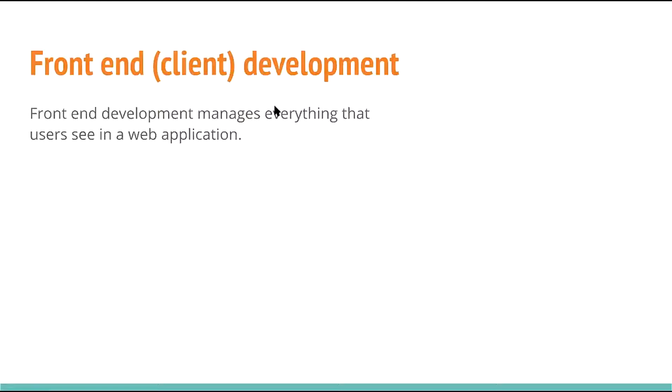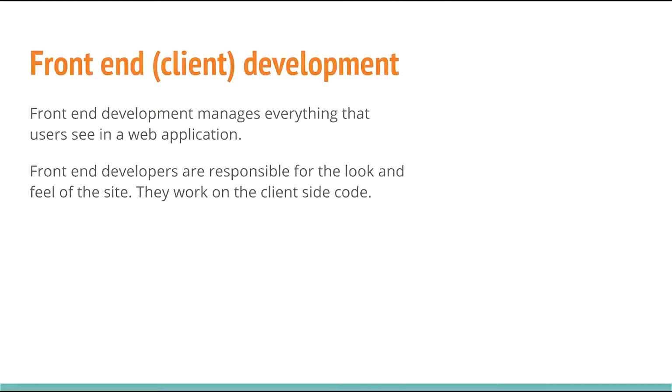So front end, or client, development. When people refer to client, they usually refer to front end. And that's basically everything that a user sees in a web application. So front-end developers are responsible for the look and feel of the site. They work on client-side code. That's the term. We say, okay, there's a bug on the client side. That means it's really only on the stuff that users see, like the words and the text, or something that is on the page.